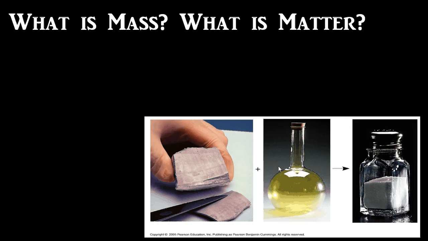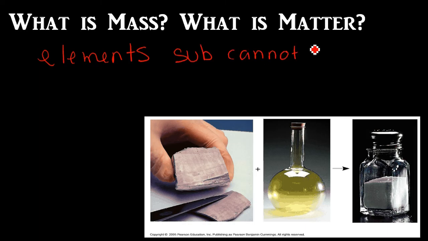So everything's made up of atoms or elements, okay? So when we have elements, those are going to be the substances that cannot be broken down any further. Okay, so those are going to be things like your oxygen, your hydrogen, your nitrogen, okay?